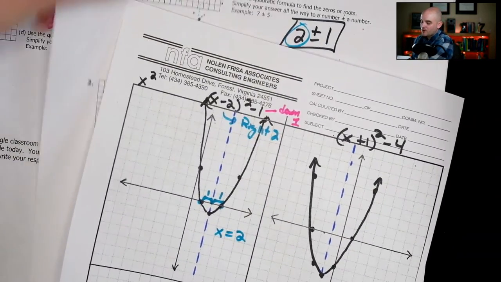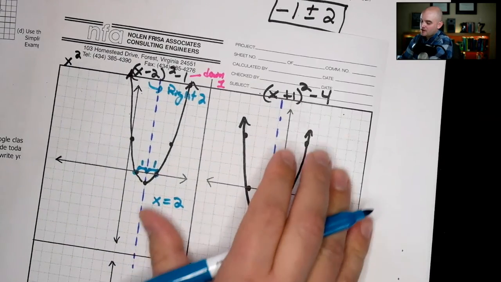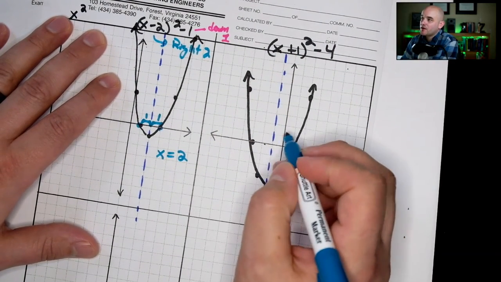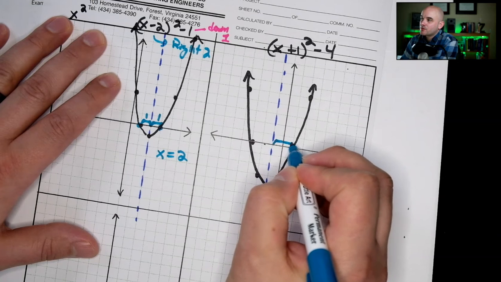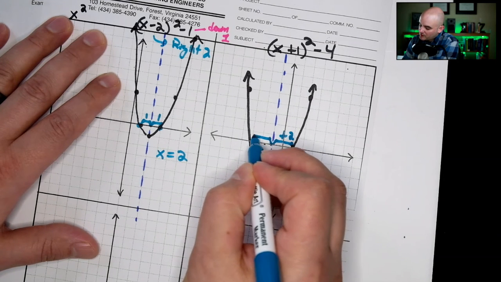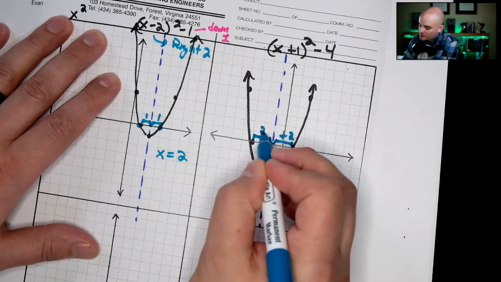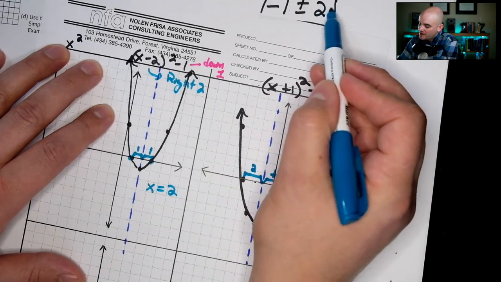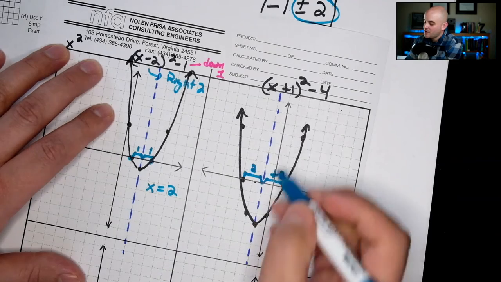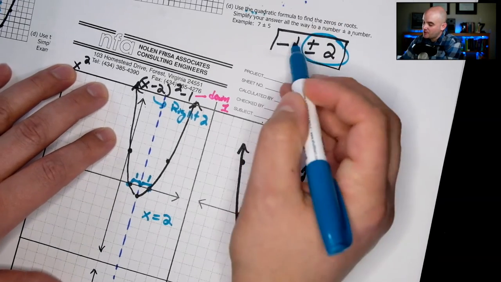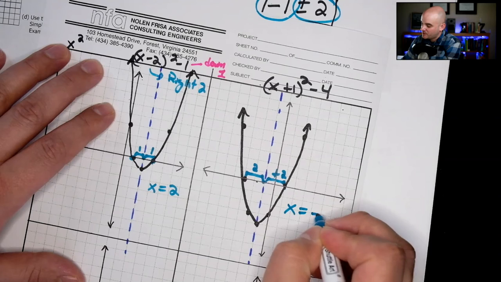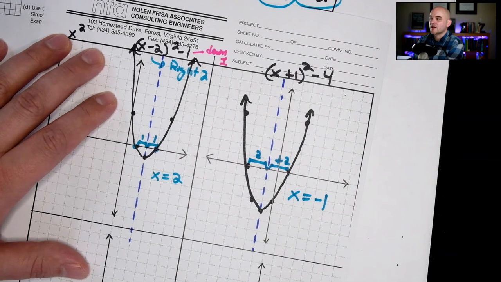Now the next one we said -1 plus or minus 2. And notice what we've got going on here. We're going 2 to the right, that's our plus 2. And then we are going 2 to the left, that is our minus 2. So this plus or minus tells us the distance that we are on either end from the axis of symmetry. Notice the equation for axis of symmetry is -1 here. So x equals -1 is our axis of symmetry.